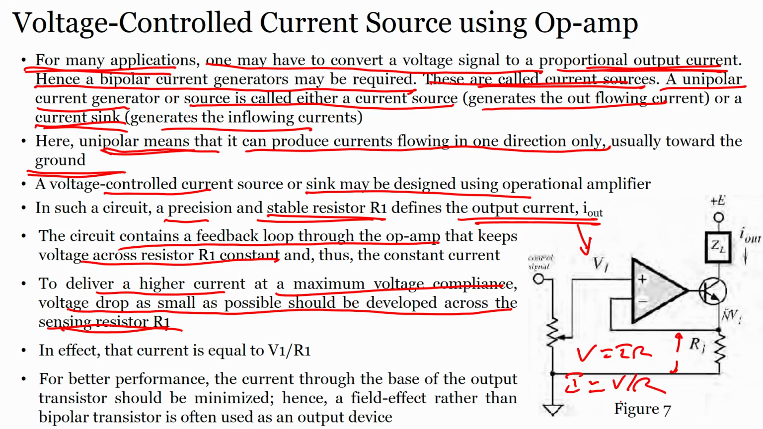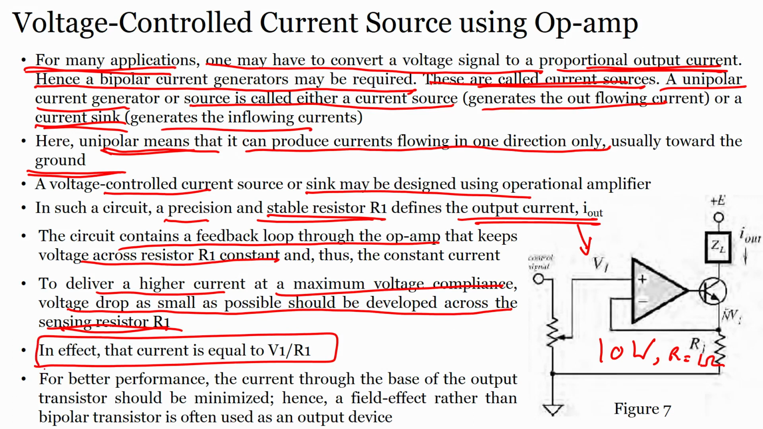That means, if I want to have a higher current, then my resistance value should be extremely small. That is why what we have earlier shown is that the resistor here is a high watt resistor, a power resistor with a resistance value of 1 ohm. So, in effect the current is equal to V by R, right.